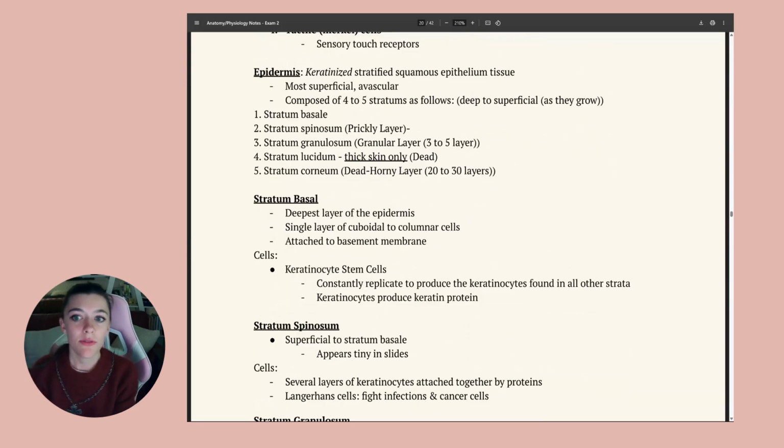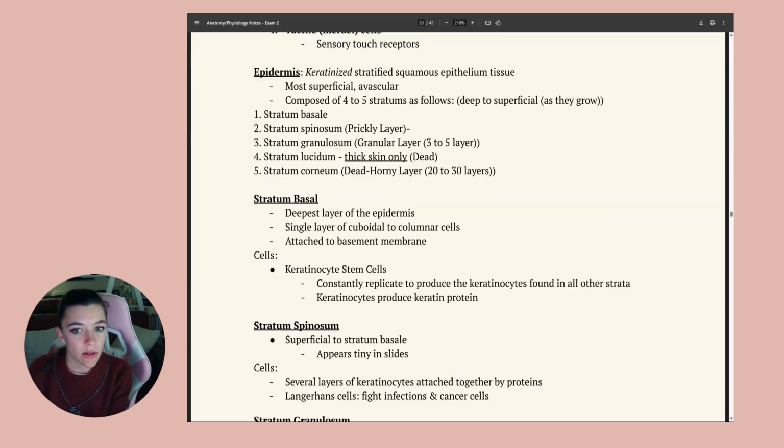It is composed of 4 to 5 strata, layers, which go as follows from deep to superficial. The deepest is your stratum basale. After that is your stratum spinosum. The spinosum is a little bit of a spiny layer, with little hills and notches. It's a prickly layer. After that, this is your middle layer, just about: the stratum granulosum.